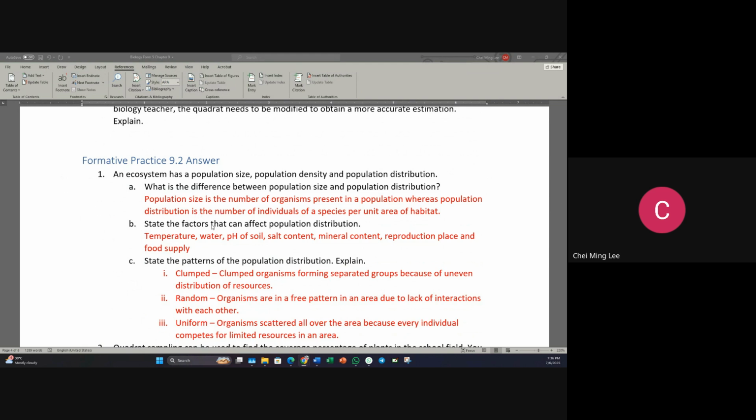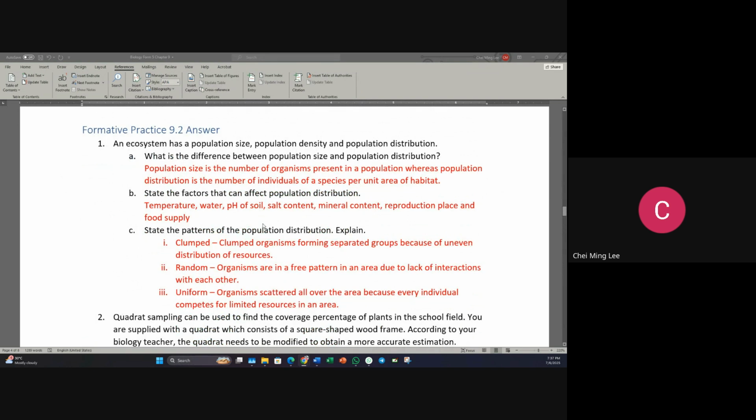Next, state the factors that can affect population distribution. We have temperature, water, pH of soil, salt content, mineral content, reproduction place, or we call it the breeding site, and also the food supply.